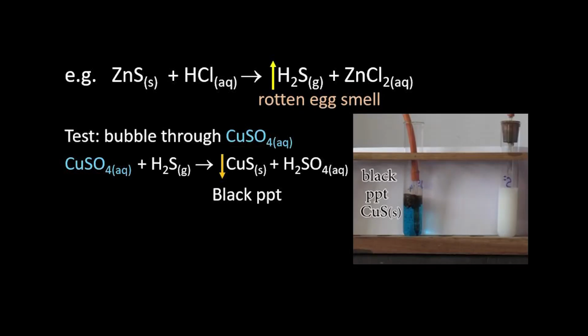And here are the equations. Zinc sulfide plus hydrogen chloride makes the H2S plus zinc chloride. And if we want to test that the gas is hydrogen sulfide, we just bubble it through a soluble form of copper, in this case copper sulfate, and it forms the black copper sulfide precipitate.